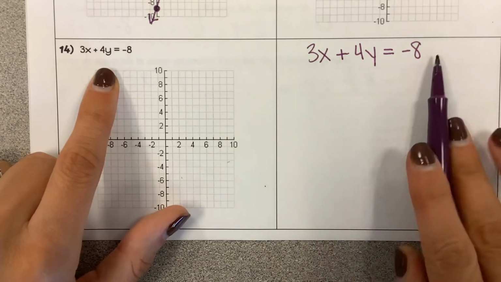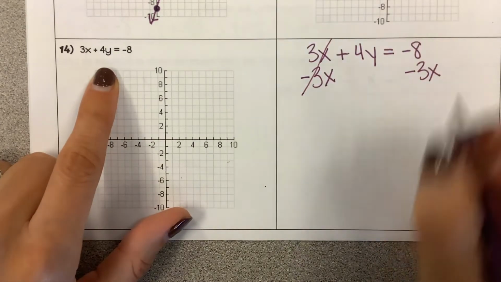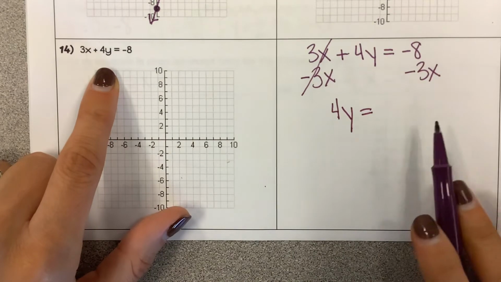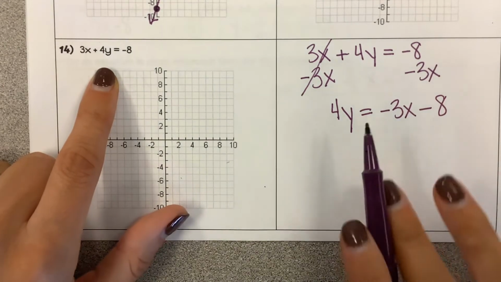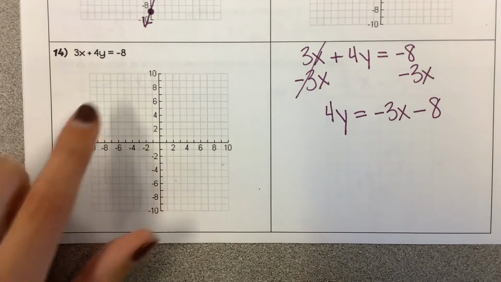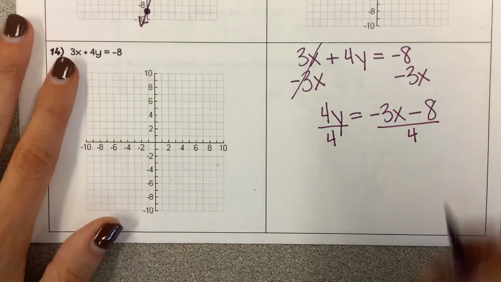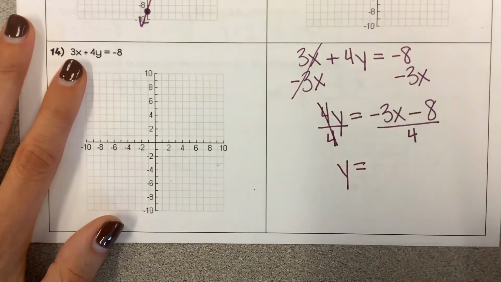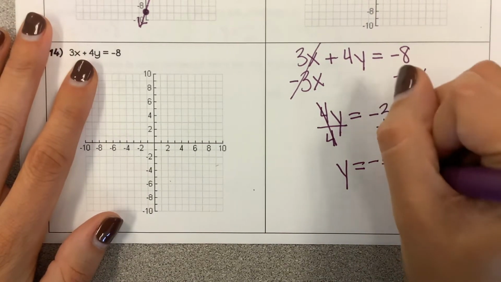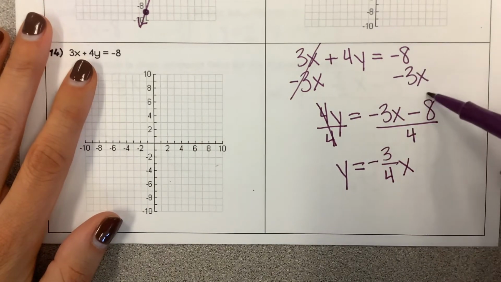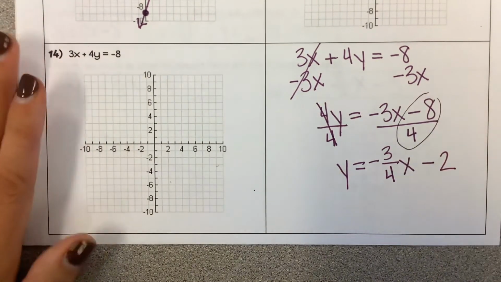In order to do that, I need to move my x away from the y. So first thing I'm going to do is subtract 3x from both sides. So on the left side, I'm left with 4y. On the right side, I'm going to write it in order with the x first. So negative 3x minus 8. This still isn't slope-intercept form, though, because our y is being multiplied by 4. So the opposite is to divide everything by 4. On this side, the 4s will cancel. We get y equals negative 3 over 4, I'm going to write that just as a fraction. That's already simplified. Negative 3 fourths x. And then we have minus 8 over 4. Well, 8 divided by 4 is 2, so it's going to be minus 2.